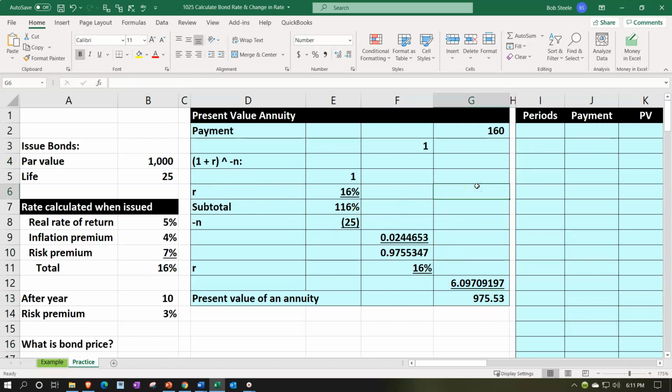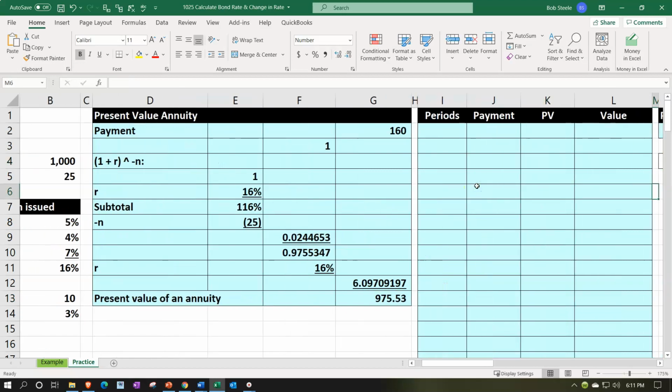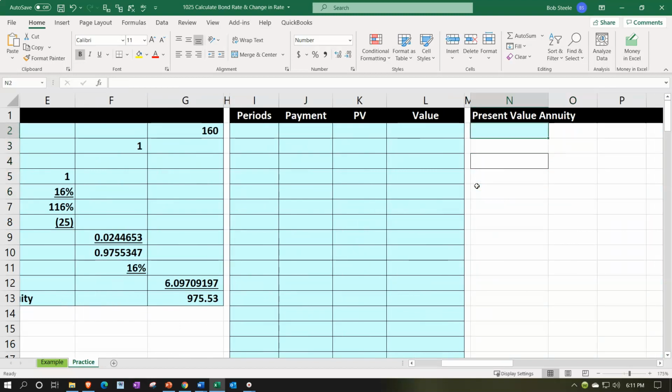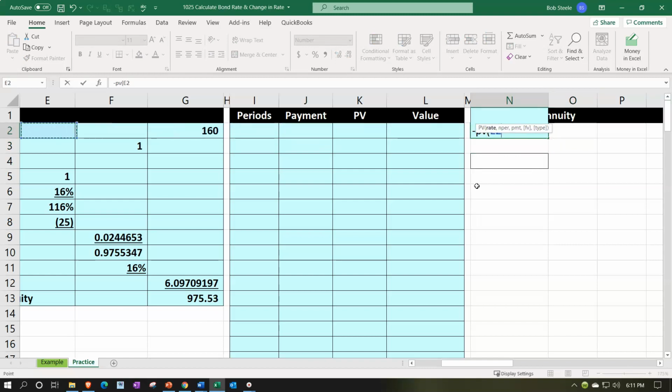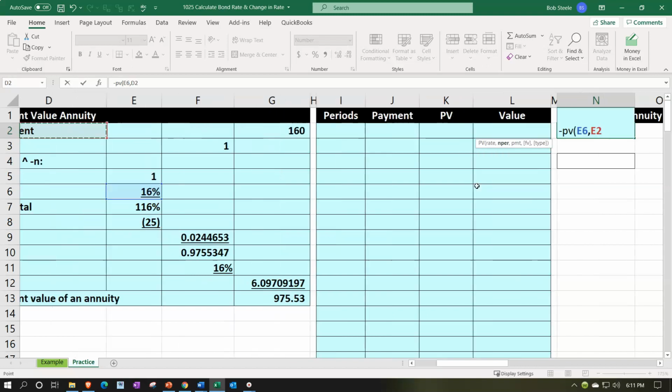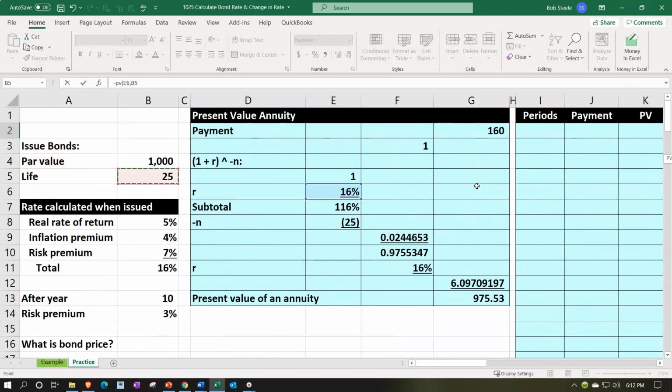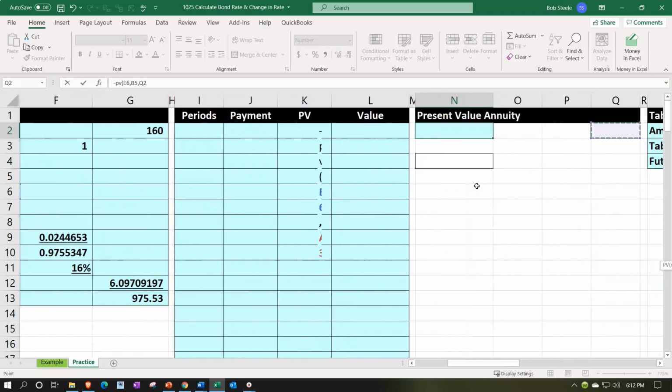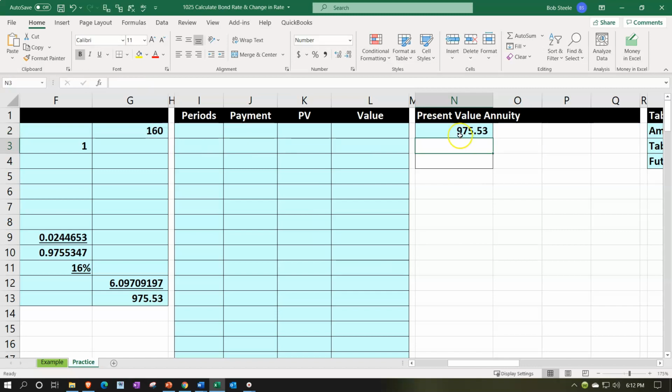First, however, let's calculate this one a few different ways. Let's do it with our formula over here first. Doing the formula, the easiest way to do this, negative present value, shift 9. Rate is going to be that 16%, comma. Number of periods now is going to be 25. There's 25 of them, periods, that is. And then we're taking the payment, which is going to be 160, and there's the 975.53 again.